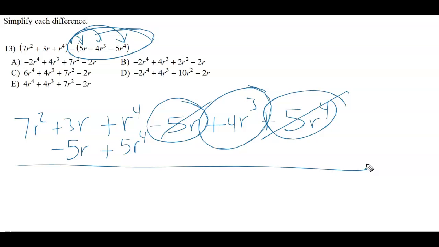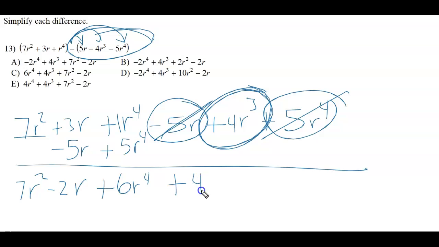But anyway, so as you guys can see, the 7r squared has nothing to combine with, so it's just going to stay the same. But I have a positive 3 and a negative 5. That makes a negative 2r. I have a positive 1 and a positive 5. That makes a positive 6r. This is gone, so we don't care about that anymore. But this guy didn't have anybody to combine with, so we'll just bring it down as is. And then this one's gone also. We combined it with something else.